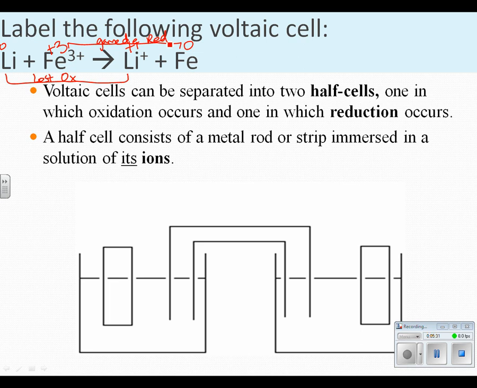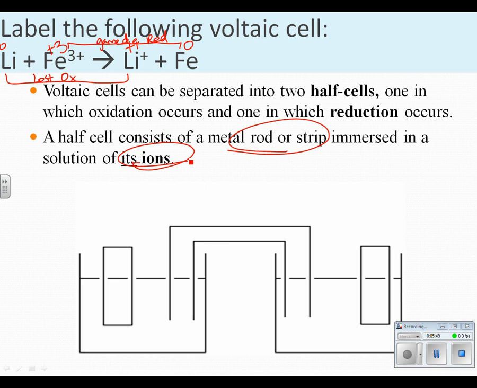All right. Now, a half cell consists of a metal rod or strip that's immersed in a solution of its ions. Okay, so we're looking for a metal rod or strip, and it's going to be in its ions. That's going to be a key part to this.